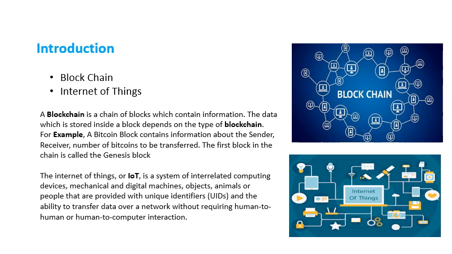Next, what do you mean by IoT? IoT is a system of interrelated computing devices, mechanical and digital machines, objects, animals, or people that are provided with unique identifiers and the ability to transfer data over a network without requiring human-to-human or human-to-computer interaction. This is called IoT.